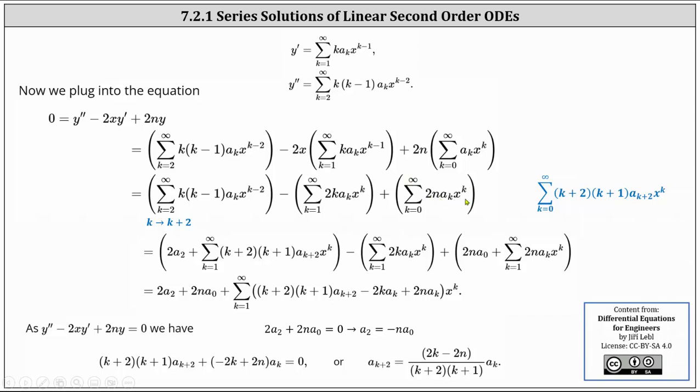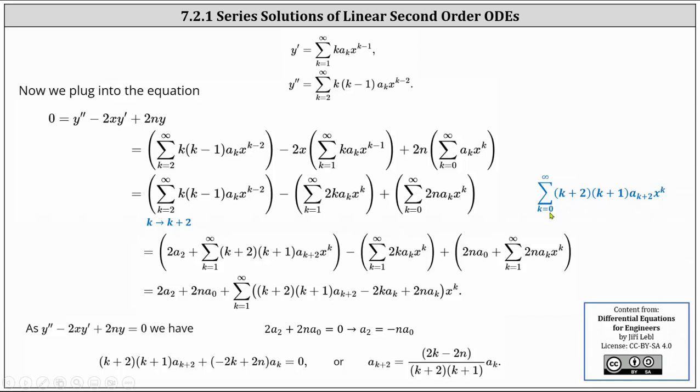And now we need to work on getting the same lower limit for all three sums, as well as the same expression for x in the formula. Let's first reindex the power series for y double prime, so the lower limit is k equals 0. To do this, we replace k with k plus 2, which I've shown in blue on the far right. This gives us the sum from k equals 0 to infinity of k plus 2 times k plus 1 times a sub k plus 2 times x to the power of k.